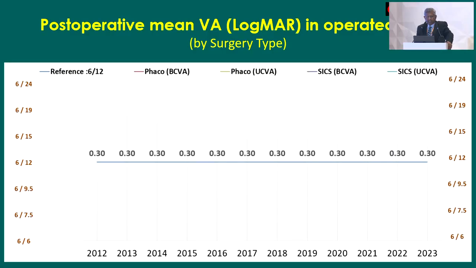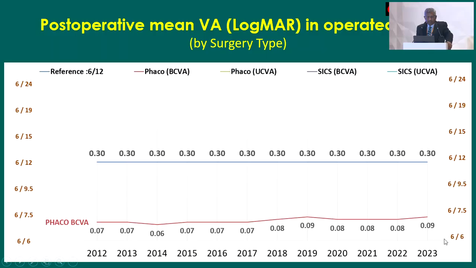When we looked at the post-operative mean visual acuity, what is the vision that has happened, I'm going to show you 4 graphs. In the first graph, you see at the top the vision is poor, and at the bottom the vision is better. This is 6/24, 6/18 and so on here, and we have 6/6 here. And this is phaco. If you look at the best corrected visual acuity from 2012 to 23, it has not changed much. The best corrected visual acuity remains the same.